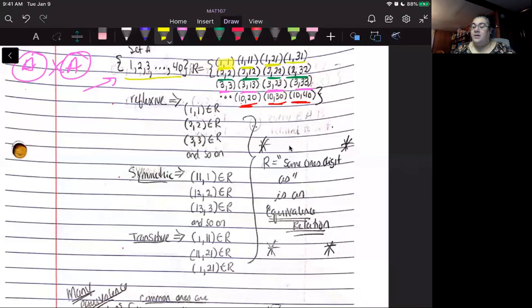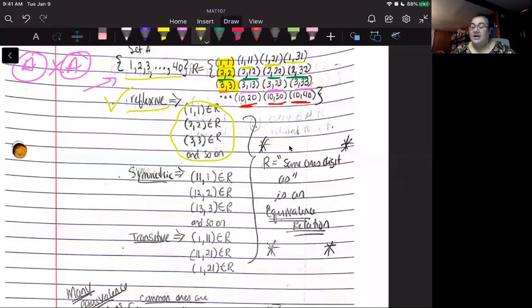We have 1, 1. We have 2, 2. We have 3, 3. Eventually, we'll have the same thing with 4, 4, 5, 5, 6, 6, 7, 7. They all reflect onto themselves. So, yes, it is definitely checking off the reflexive property. And here are some examples of them, as we talked about.